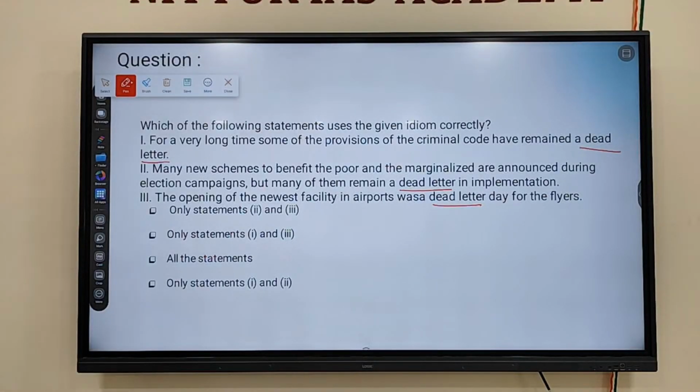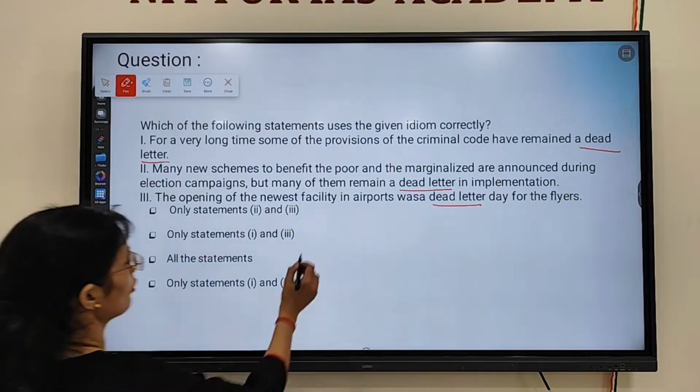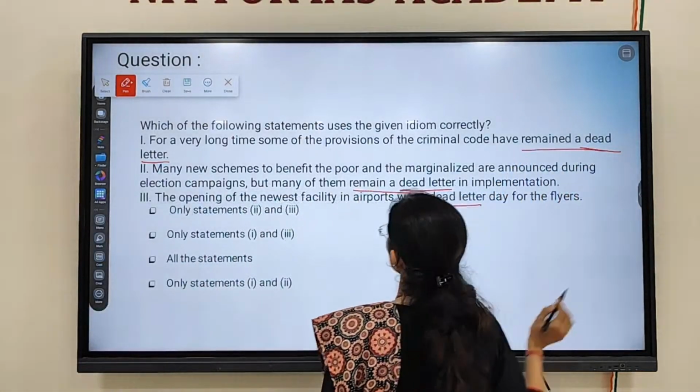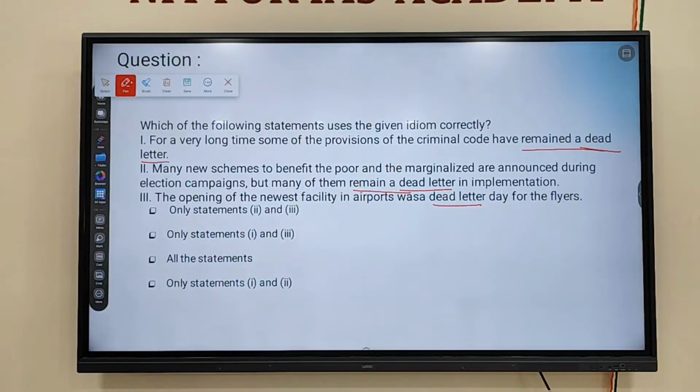Remain dead letter. Unclaimed or undelivered. Unclaimed or undelivered. Okay. For a very long time, some of the provisions of the criminal code remained a dead letter. Many of the schemes to benefit the poor and marginalized are announced during election campaigns, but many of them remain dead letter. The opening of the newest facility in the airport was a dead letter.